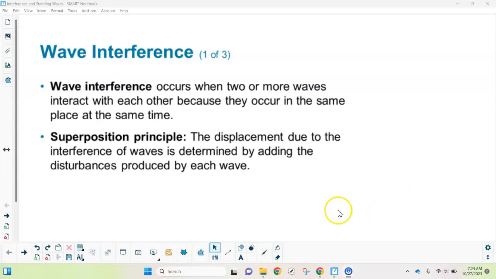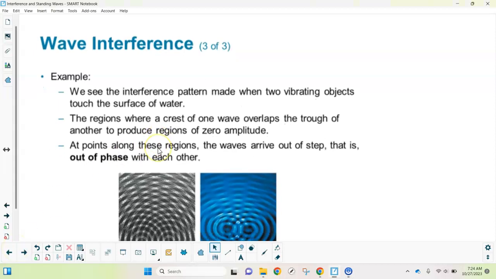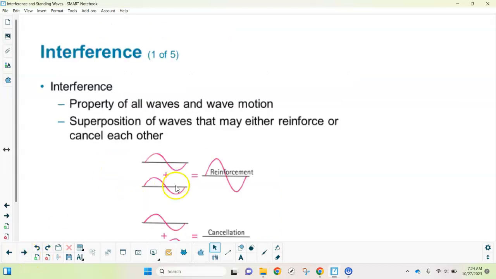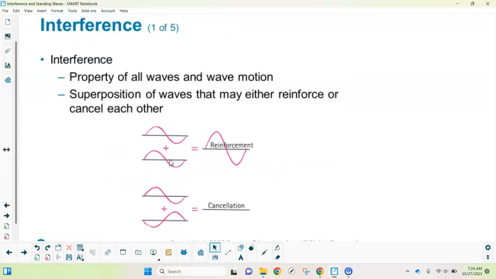So if I had multiple waves, and we'll have some diagrams on the next page, when those waves combine, they'll either add and make a bigger wave, or they'll add and make a smaller wave, and that's constructive and destructive interference. So you can see waves being in phase and out of phase. In phase means that the same parts of the waves are lining up together, and they're out of phase when they're lining up where you have a crest lined up with a trough. So here's some interference patterns, and that's what we're talking about.